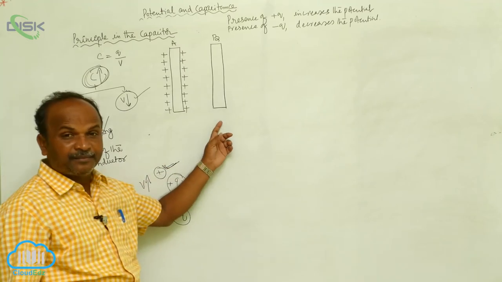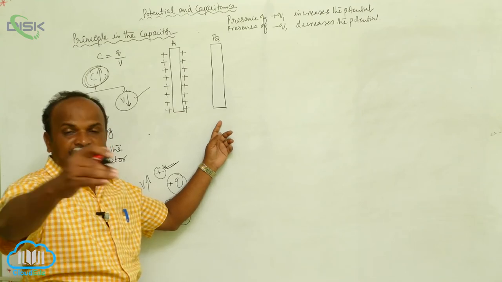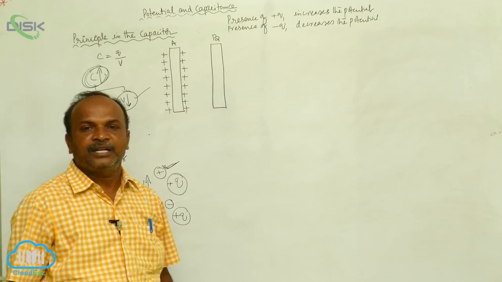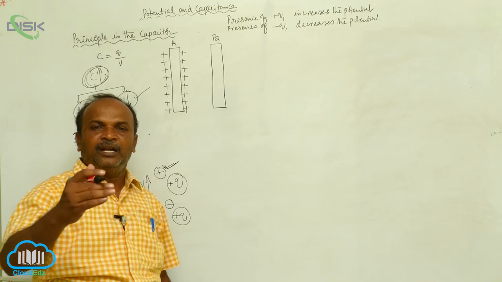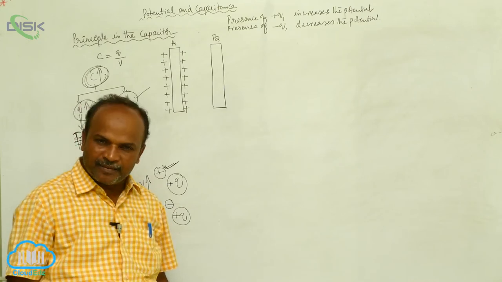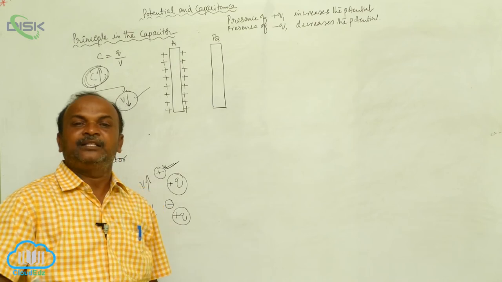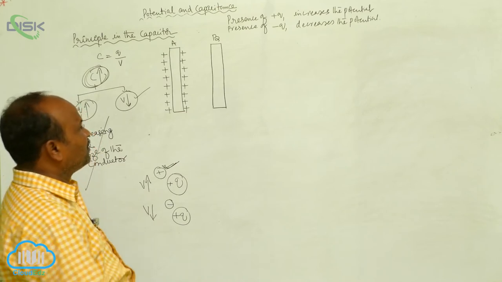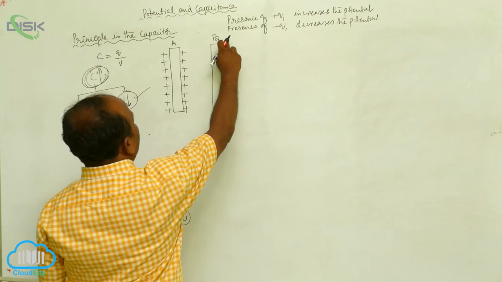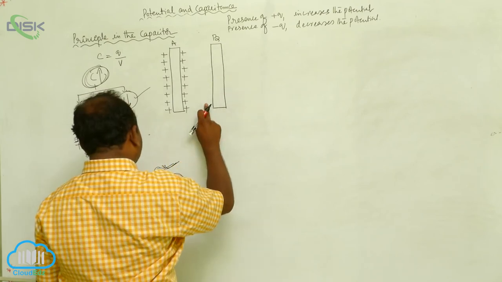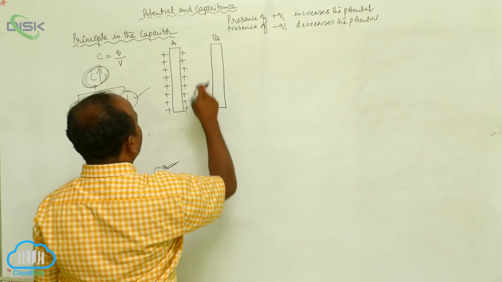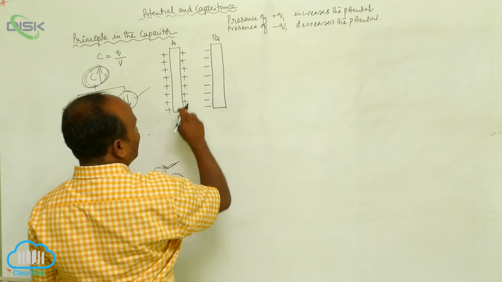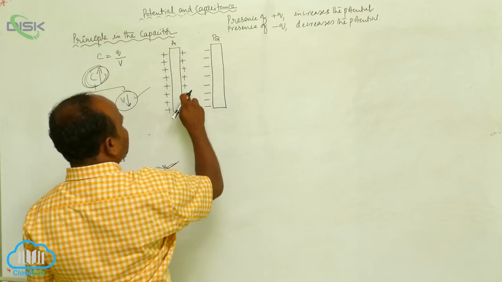Now, B is the neutral plate, and this neutral plate is placed nearby the charged plate A. Because of electrostatic induction, equal and opposite charge is induced on the nearest side, and an equal and same amount of charge is induced on the farthest side. This is called the nearest side, and this is called the farthest side. On the nearest side, equal and opposite charge is induced. How many charges? 1, 2, 3, 4, 5, 6, 7, 8.